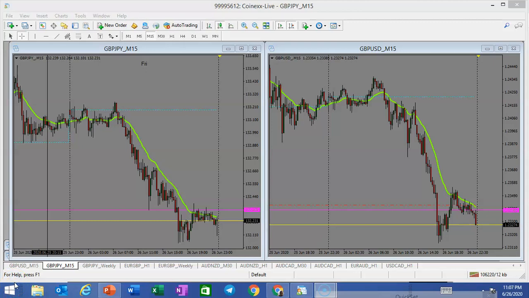Or if it's harder for you to determine which pair has the better setup, you can take both trades and split the risk. For example, if you're risking 1%, you would risk 0.5 on GJ and 0.5 on GU.